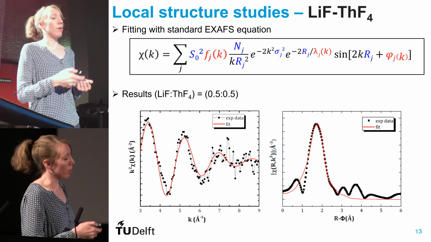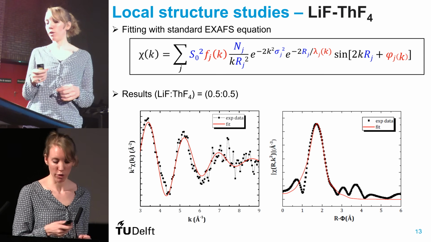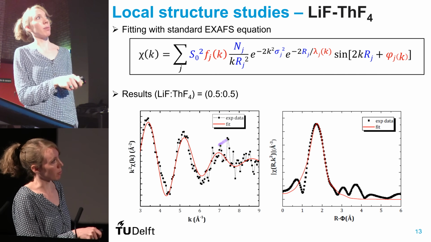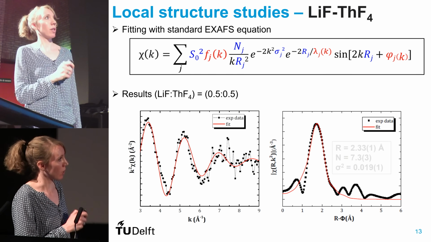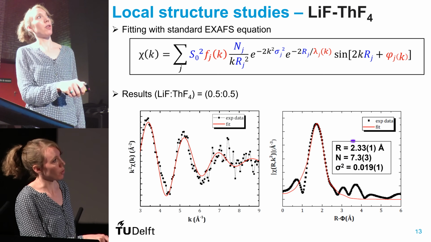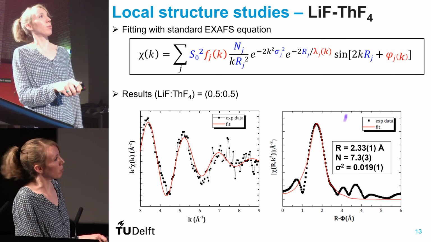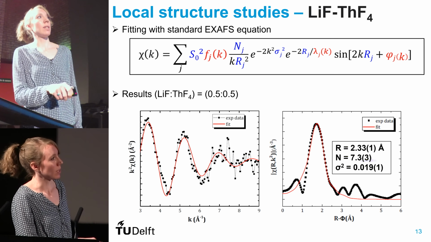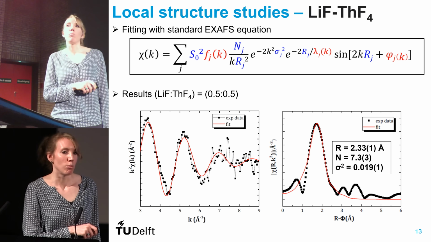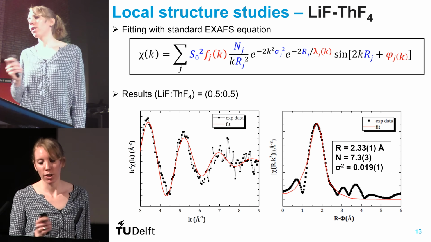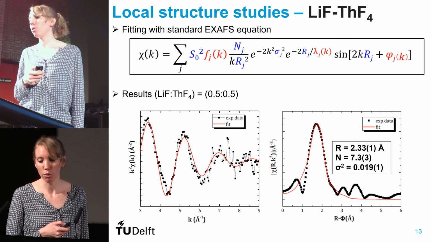We did this with a very simple model with a single coordination shell, because we have only 1 in the liquid. And you see in black our experimental data, in red the fit, and a very good agreement. So with this we get information on the thorium-fluorine distance, on the number of neighbors, so an average of 7.3, and on the disorder. This is called the Debye-Waller factor, and it's actually very high compared to what you would have for a solid. So this is a clear indication that we are in a very disordered system, which is expected for a liquid.